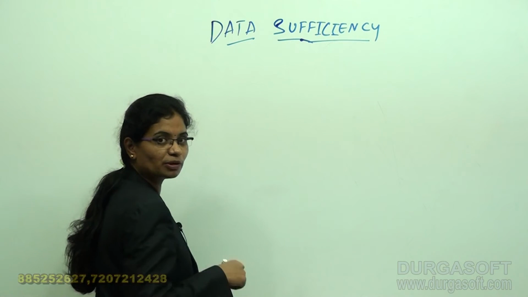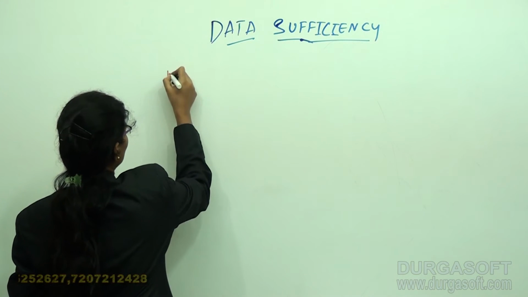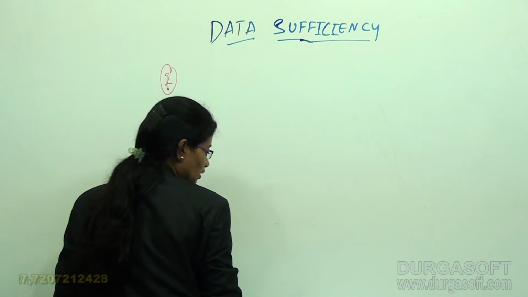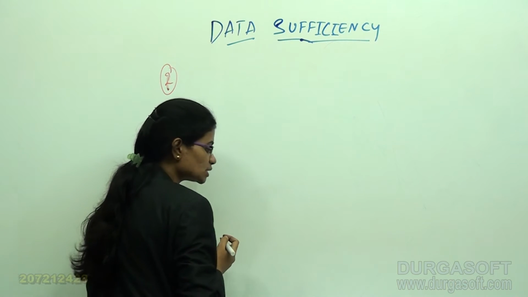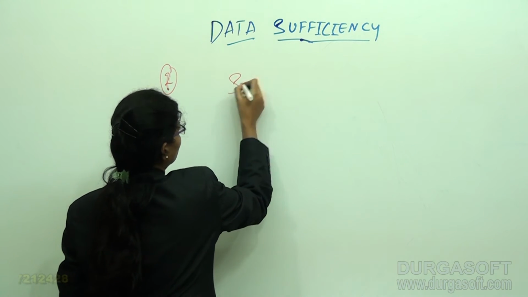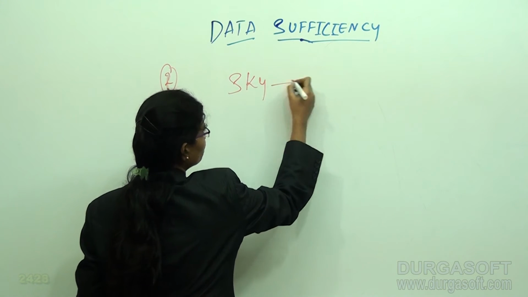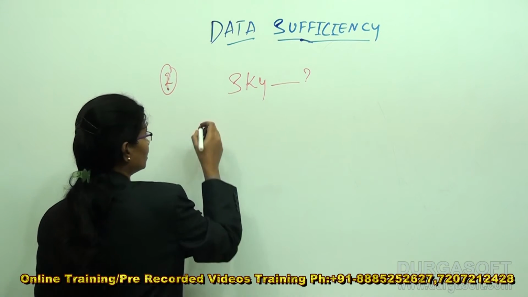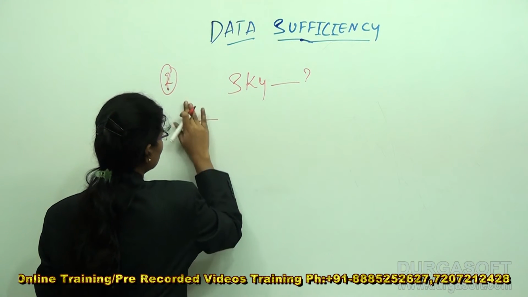Let's see the next problem from coding and decoding. The question is, what is the code for sky in the code language? We should know what is the code for sky. This is the question, and let's see the statements.